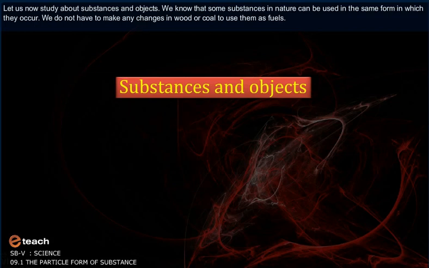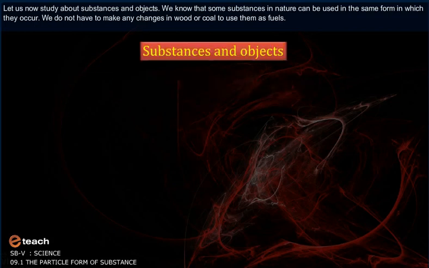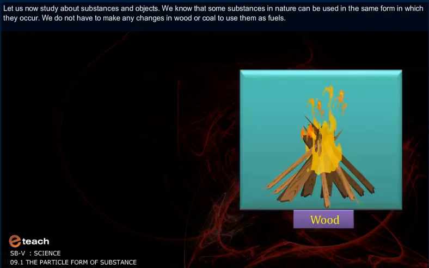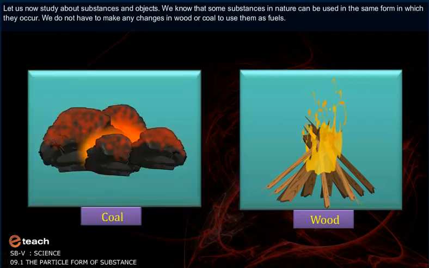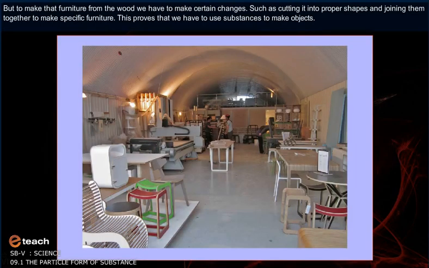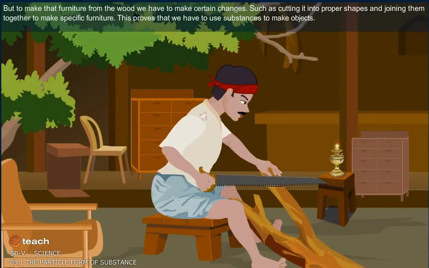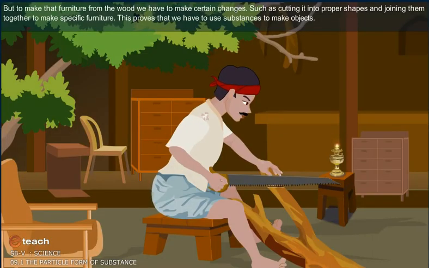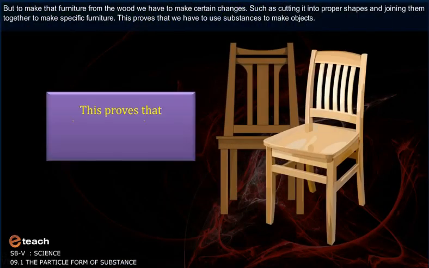Let us now study substances and objects. We know that some substances in nature can be used in the same form in which they occur. We do not have to make any changes in wood or coal to use them as fuels. But to make furniture from wood, we have to make certain changes, such as cutting it into proper shapes and joining them together to make specific furniture. This proves that we have to use substances to make objects.